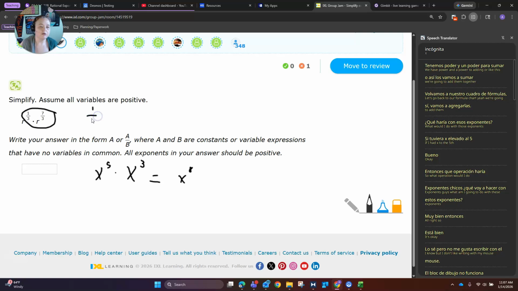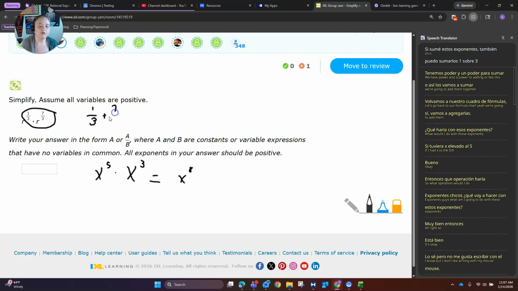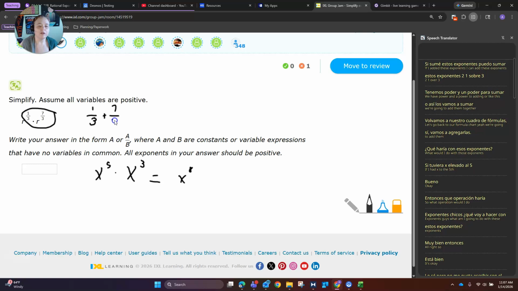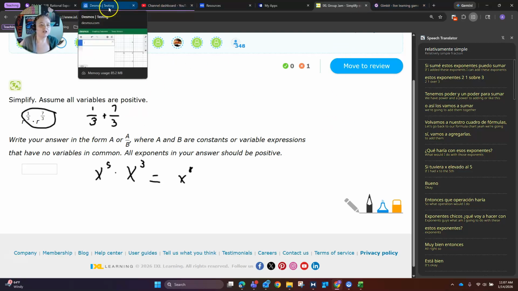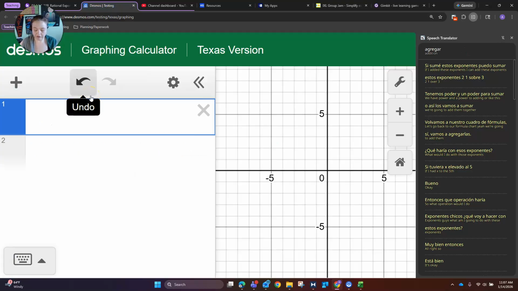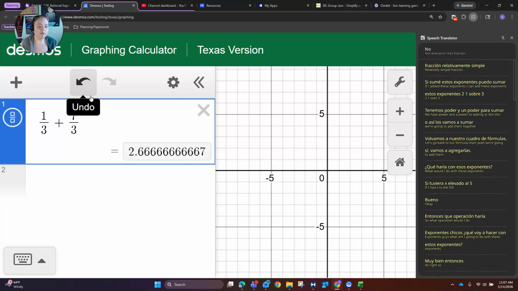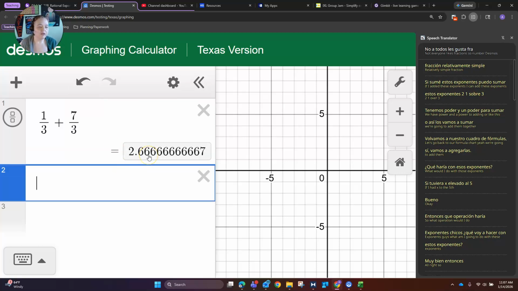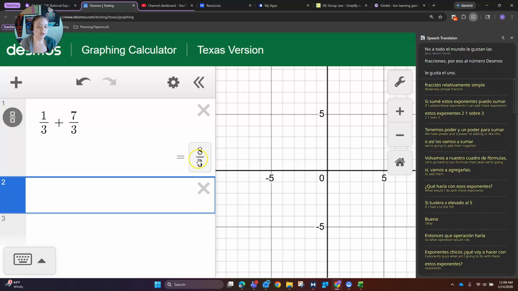1 over 3 plus 7 over 3. Now, is this a relatively simple fraction addition problem? Yeah, because they have the same denominator. But let's be honest, not everyone likes fractions. So remember, Desmos does 1/3 plus 7/3 and gives us 2.67. We want a fraction. Just click the fraction button. So we get 8 over 3.